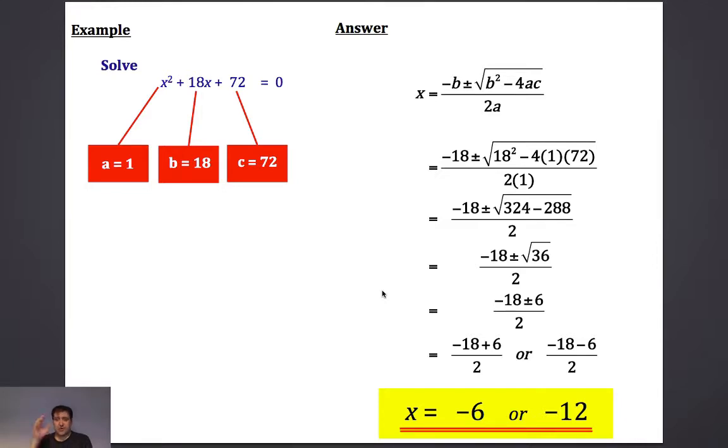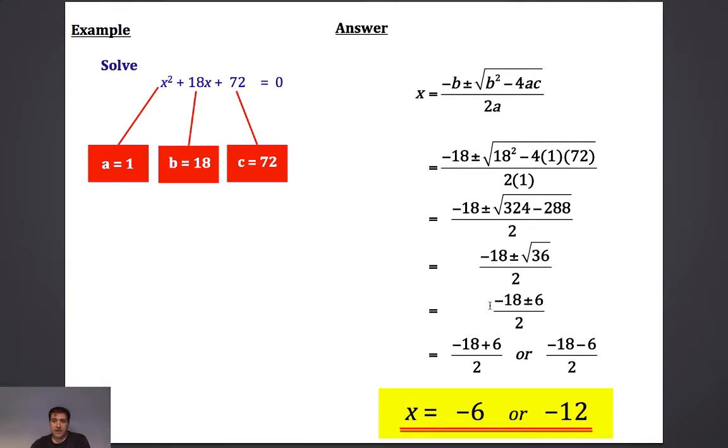Remember, a square root can be plus or minus because, for example, 6 times 6 gives you 36, but also minus 6 times minus 6 gives you 36. So the square root of a number can be a positive or a negative value. And that's what gives us two answers when we get two answers to these.